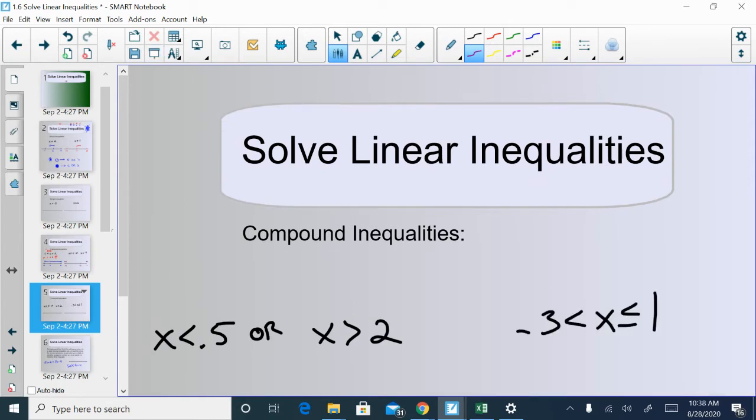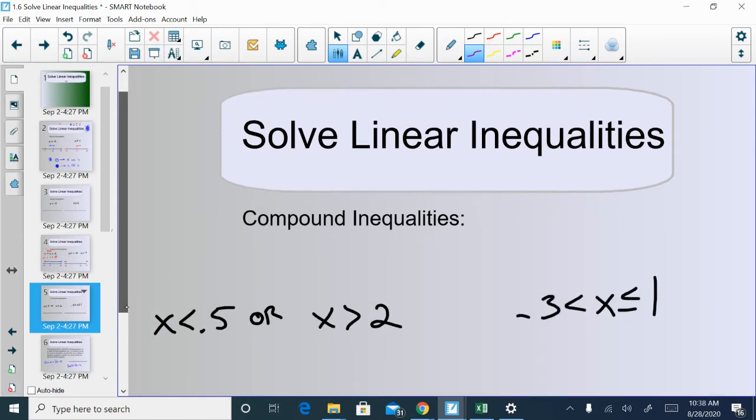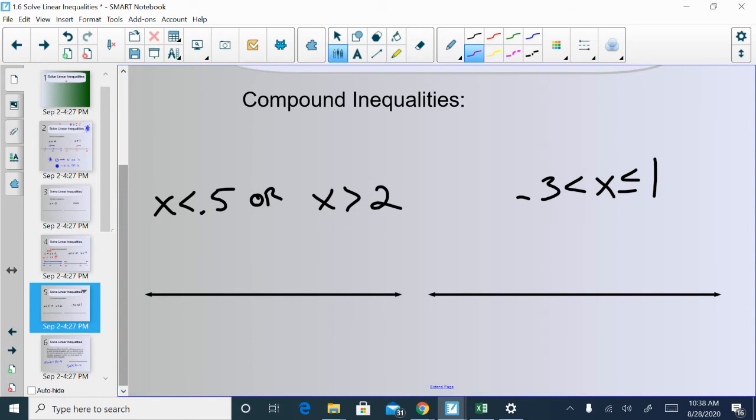Let's go ahead and pause it here and then have you guys graph both of these situations, make sure that we are understanding that before we proceed. So like I said, go ahead and pause that and do these.